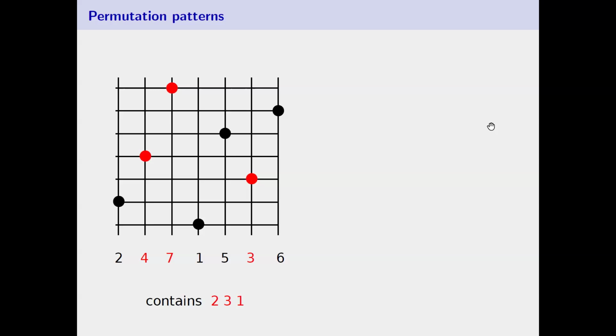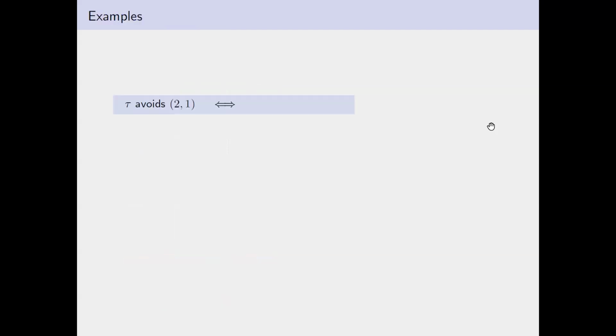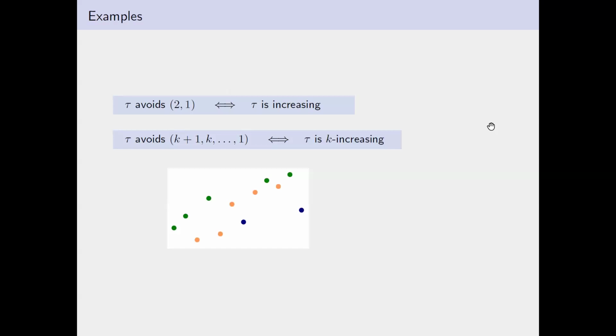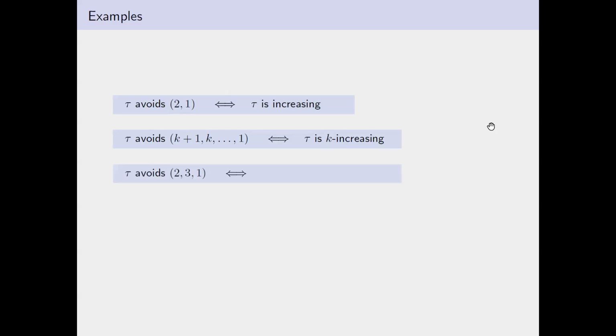configuration. And we can define this pattern containment also for point sets in the plane, like a set of points in the plane could avoid or contain some pattern. Okay, and some quick examples. Of course, avoiding 2, 1 means that it's increasing. Avoiding k plus 1, k, down to 1 means that you can decompose the permutation into k increasing subsequences.